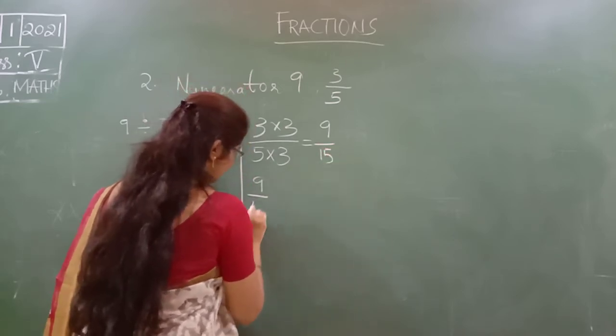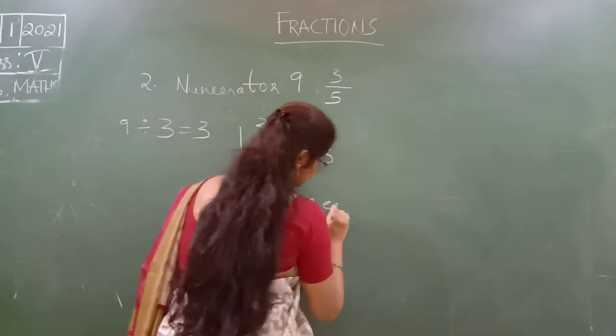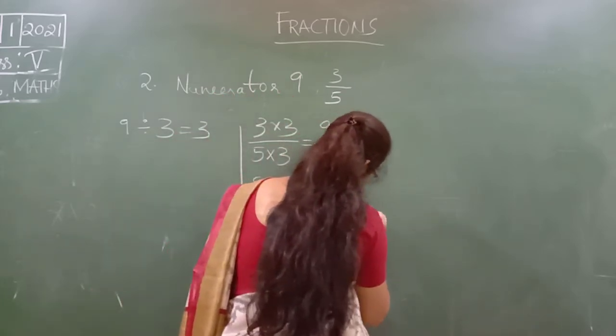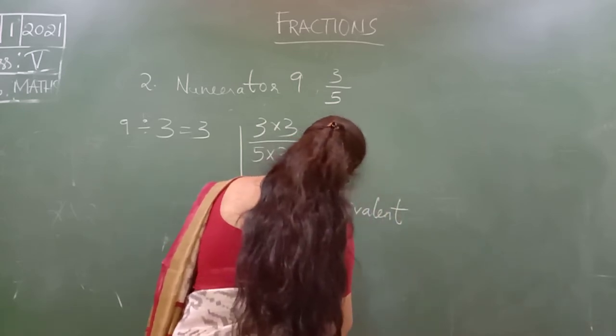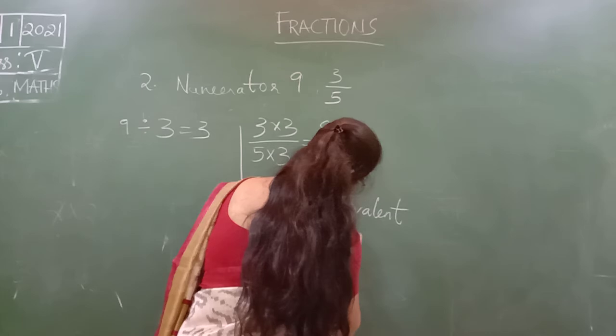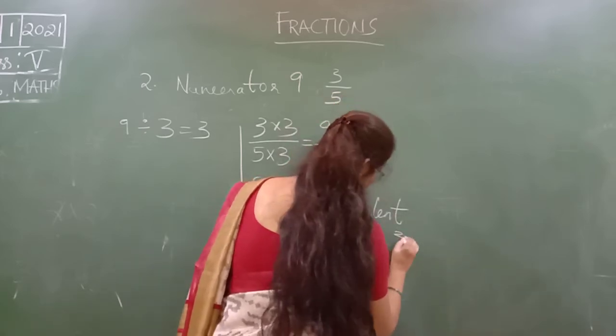9 by 15 is an equivalent fraction of 3 by 5.